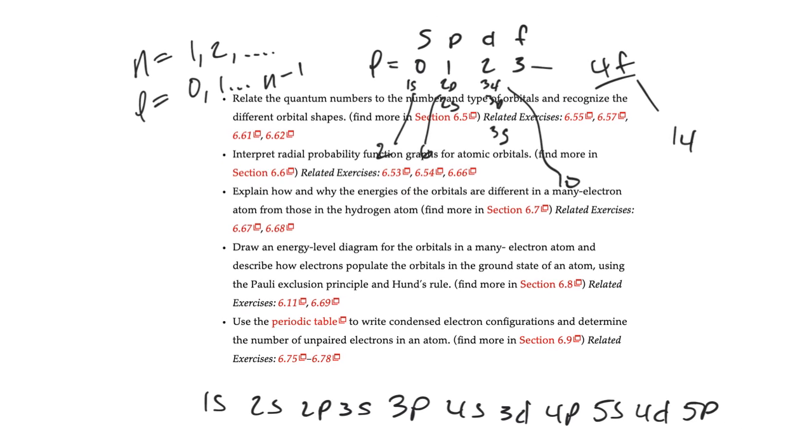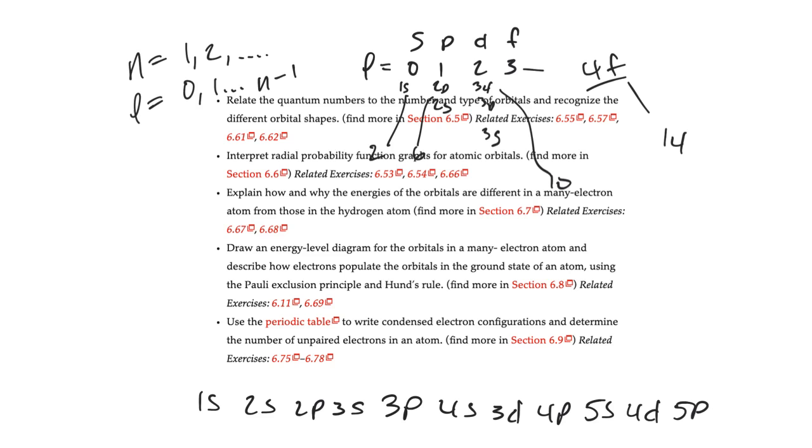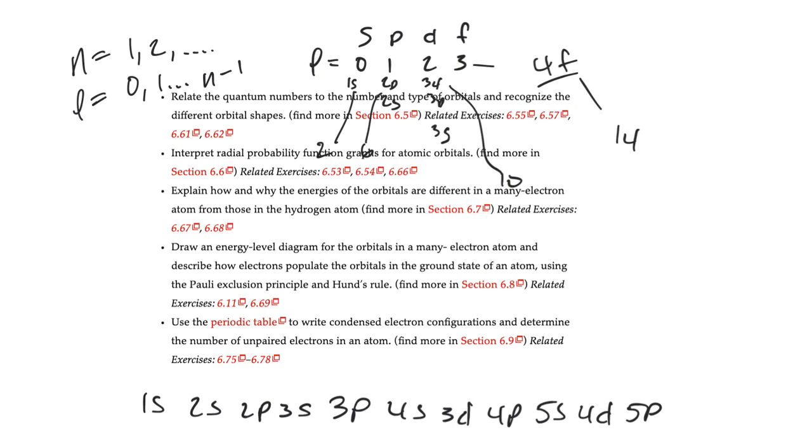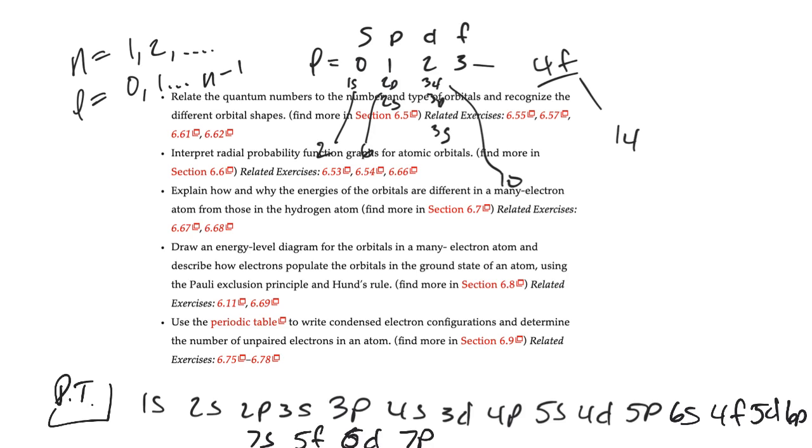Running out of space. Let me just do a couple more. 5p then would be 6s, 4f, 5d, 6p, 7s, 5f, 6d, 7p. And if you're not following where these numbers come from, just look at a periodic table and see that they're coming right from the periodic table. So you should be able to get these right off a periodic table.